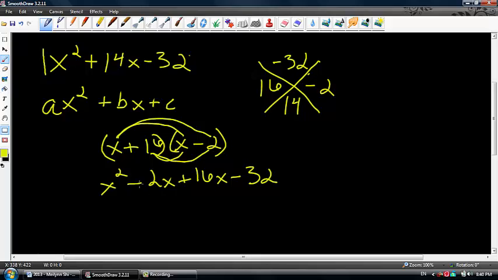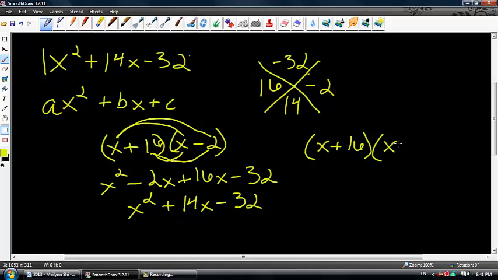We'd want to combine like terms, negative 2x and positive 16x being like terms. Keep our x squared. Negative 2x plus 16x is plus 14x. And then we keep our negative 32. These are not like terms, so we cannot combine them. Notice that our functions match, x squared plus 14x minus 32 with x squared plus 14x minus 32. So we did, of course, factor this correctly, which again is x plus 16 times the quantity x minus 2.